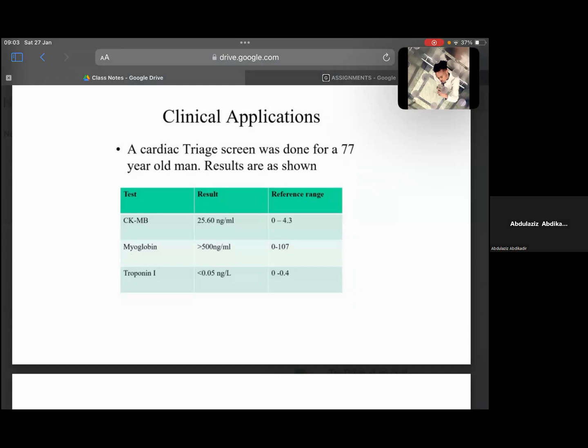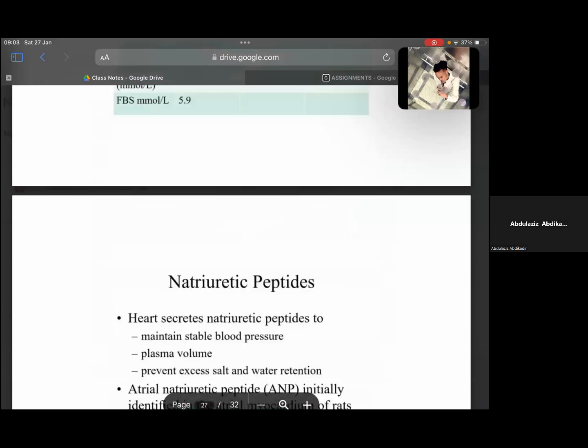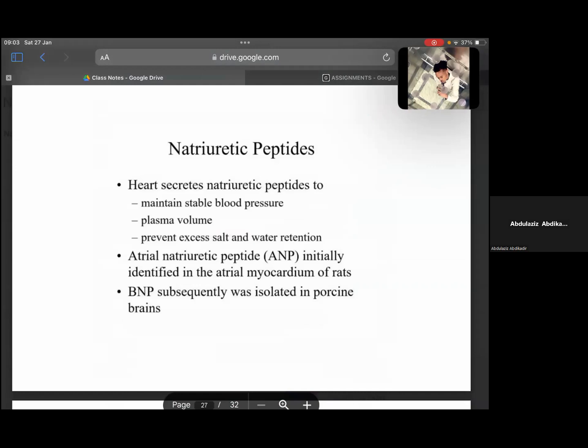For now, this one we can leave because we'll do it at the end. So for the natriuretic peptides, the heart secretes natriuretic peptides. This natriuretic peptide does the opposite of the RAS, the renin-angiotensin-aldosterone system.